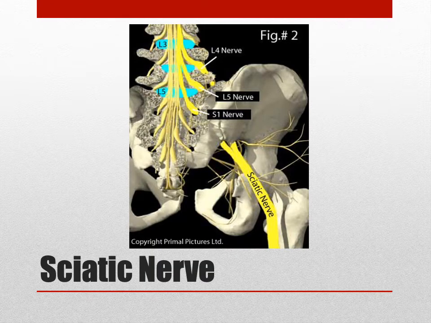The sciatic nerve is the largest nerve in the body. It is comprised from L4 to S3 roots. It descends between the greater trochanter laterally and the ischial tuberosity medially. As the nerve descends into the popliteal fossa, it divides into the common peroneal and tibial nerves.